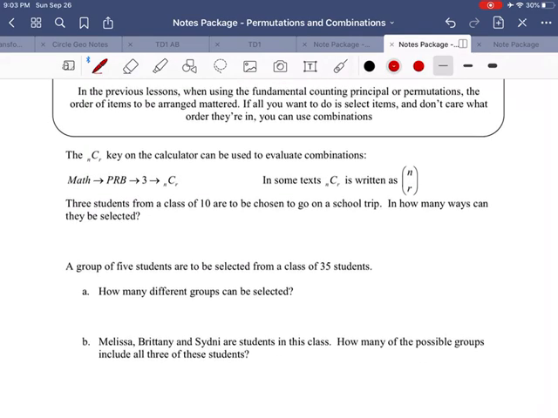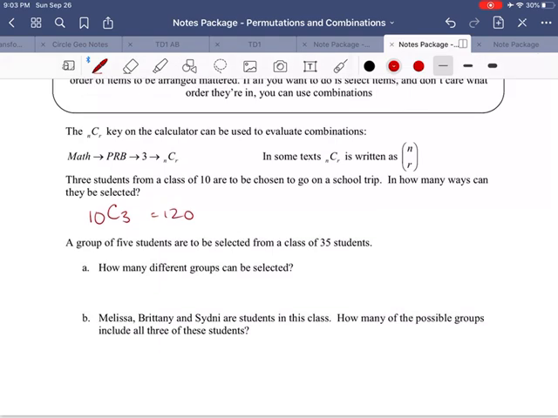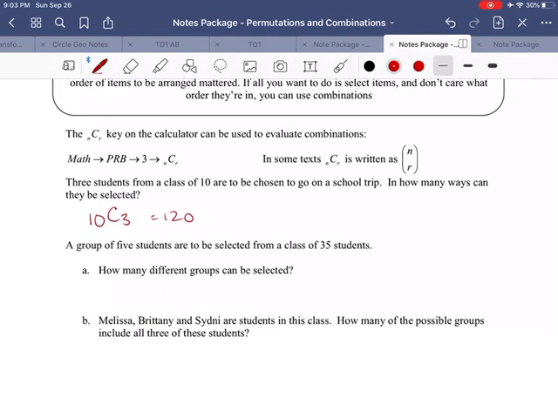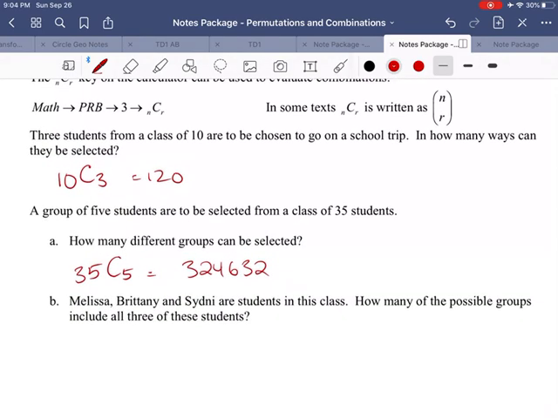All right, 3 students from a class of 10 are chosen to go on a school trip. How many ways can they be selected? So 10C3, and that's going to give you 120 different combos. A group of 5 students are selected from a class of 35, so 35C5, and that equals 324,632 ways.